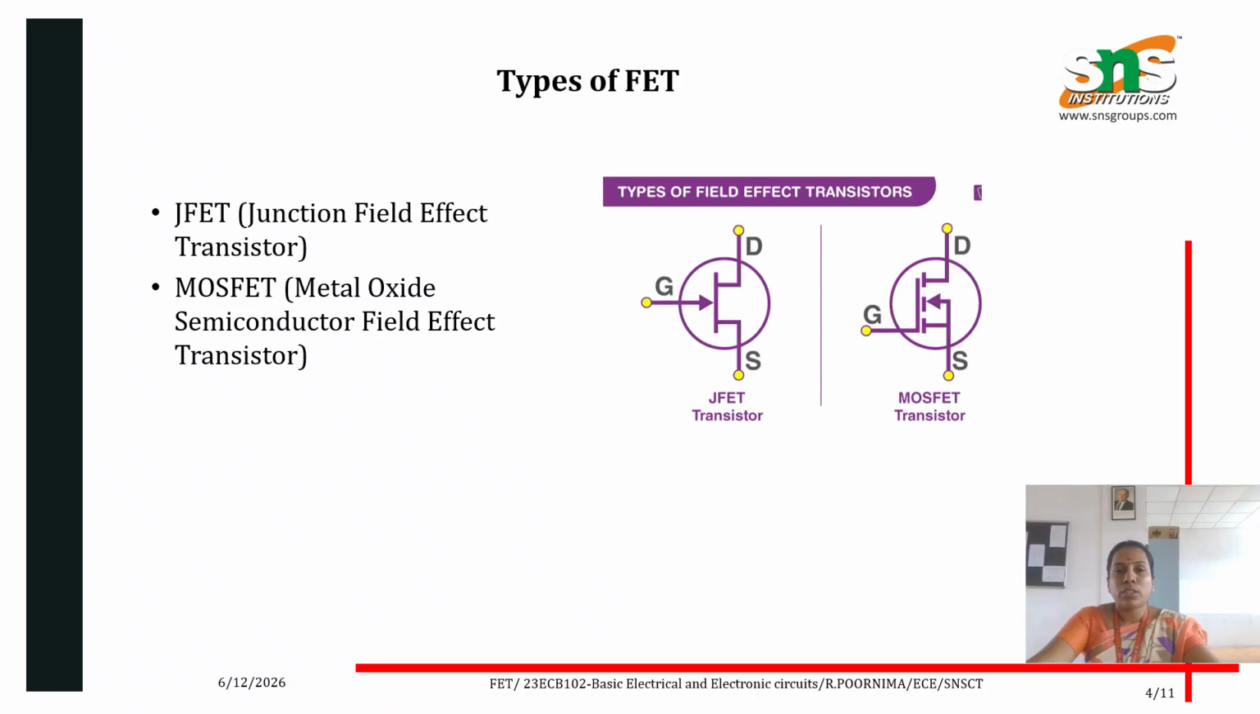Further, the types of FET are classified as JFET and MOSFET. That is, the junction field effect transistor and the metal oxide semiconductor field effect transistor. JFET consists of gate, drain and source terminals, and MOSFET also consists of three terminals, but it differs in its construction by an extra layer of SiO2, that is an insulated layer.